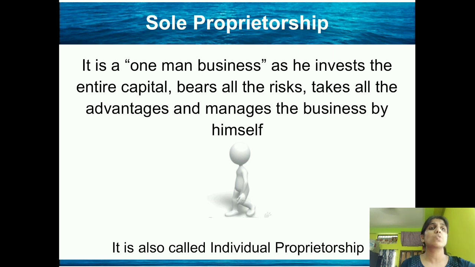Now what does the name sole proprietorship mean? In simple language, sole proprietorship means it is a one-man business. It means there is one person who is investing, one person who is gaining, all the risks are being borne by that person, and all the advantages and disadvantages are to be faced by that person. So any individual who opts for or starts a business for himself is what is your sole proprietorship business.